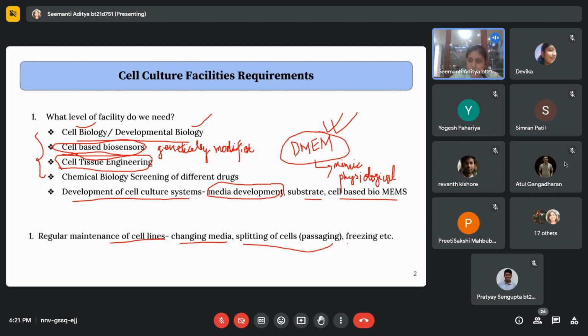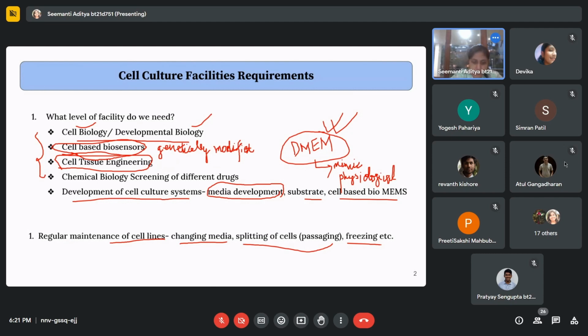And if we want to freeze the cells, that is called freezing. If the cells need to be frozen and kept, and we want to use them for later purposes, then we have to freeze them. So these are some of the requirements and general practices of cell culture.